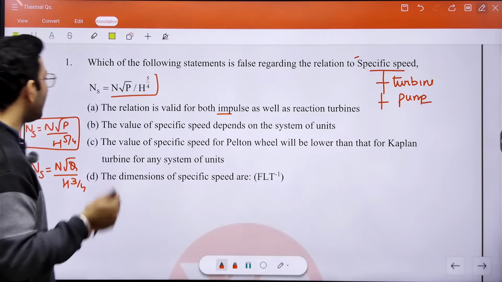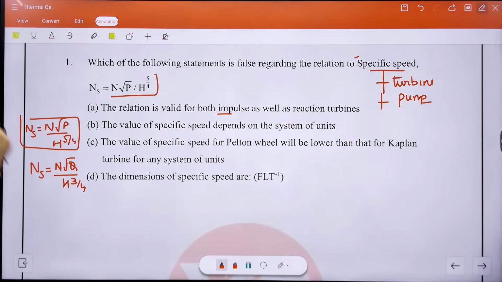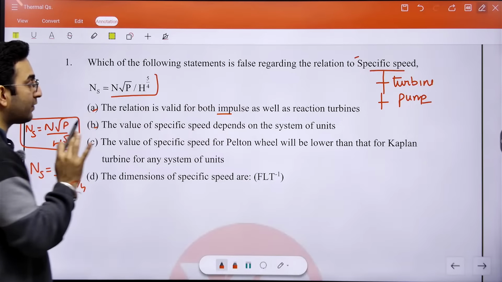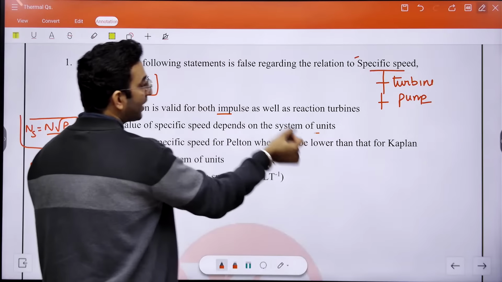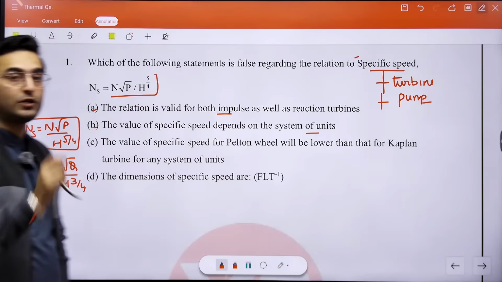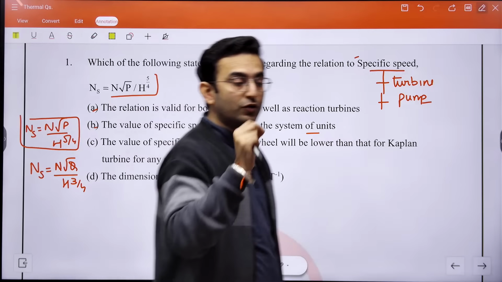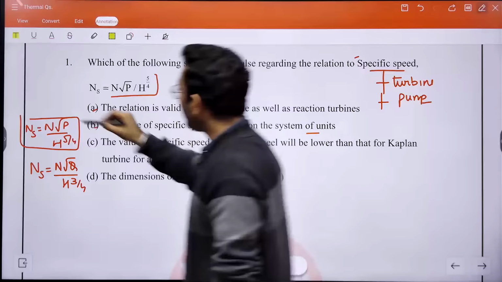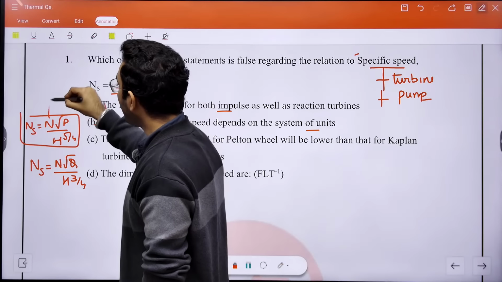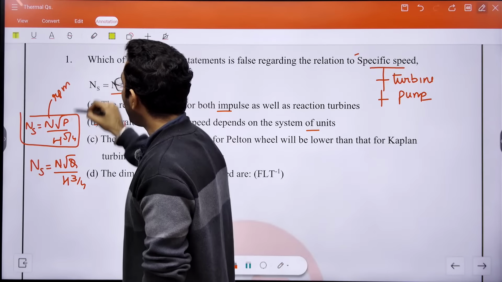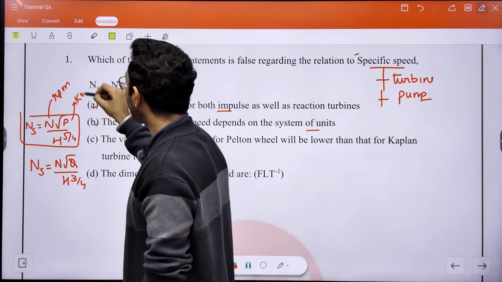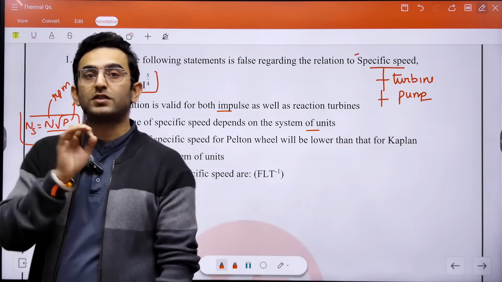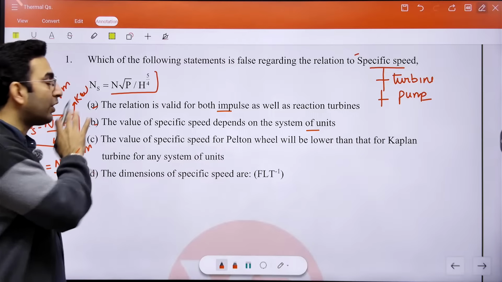Next part: the value of the specific speed depends upon the system of units. Yes, that is a correct statement. Options A and B are both correct. Why? Because whenever you are calculating the value of the specific speed, you have to ensure that you use the correct unit of the power as well as the head. You have to remember that whenever we calculate the specific speed, N has to be put in RPM, P has to be put in kilowatts, and H should be in meters. That unit we have to use. You don't have to use the simple SI unit of power while calculating the value of the specific speed.